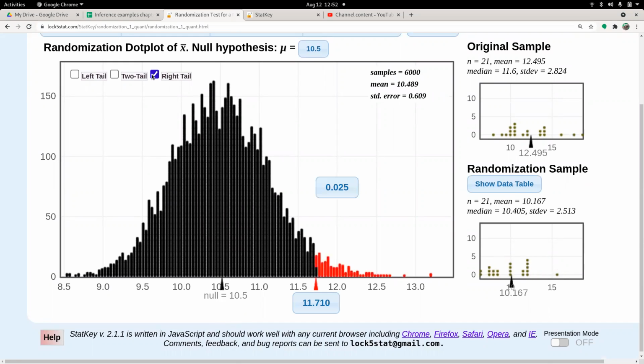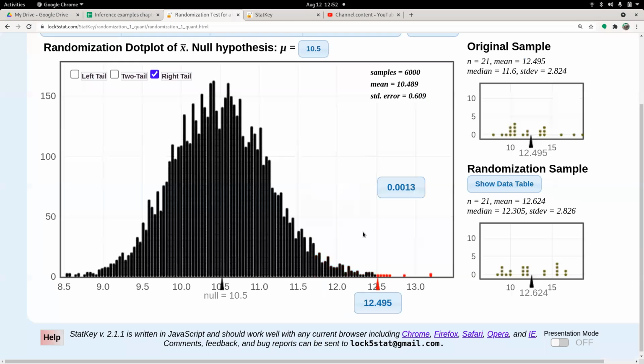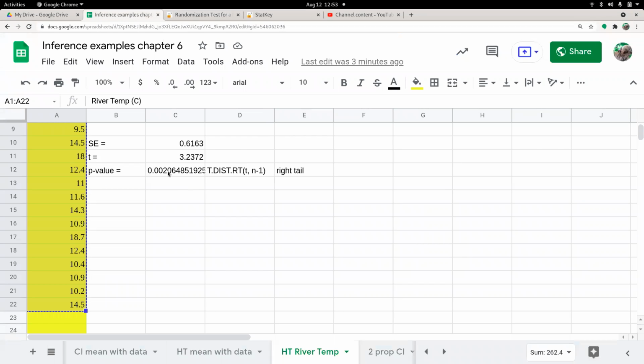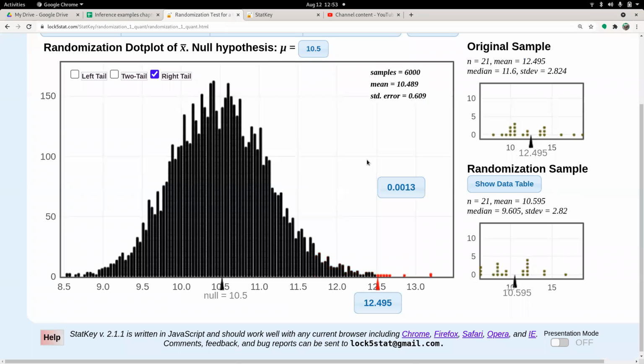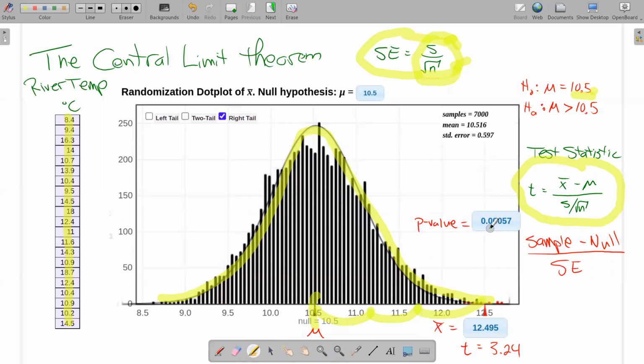And then we decide right tail test. Then we have to enter our sample mean down below here, which StatKey also calculates. Now notice I got a little bit different number than I got last time I ran the randomization hypothesis test, and it's not quite the same as the value the spreadsheet gave me, but they're in the ballpark of each other. 0.001, this one was 0.002, so 0.2%, and then that first randomization hypothesis test I ran was 0.00057.